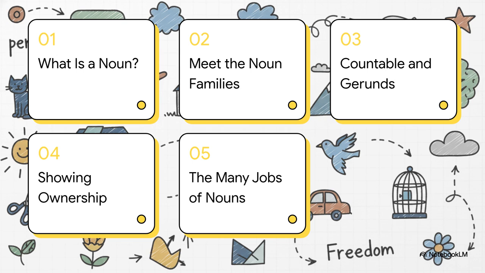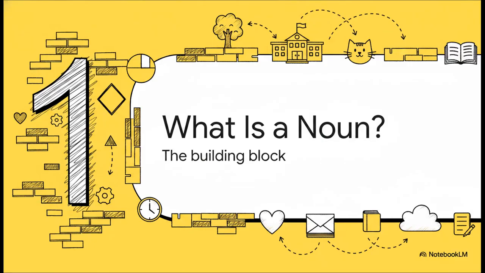Okay, let's look at our roadmap for today. 1. What is a noun? 2. Meet the noun families. 3. Countable, uncountable, and gerunds. 4. Showing ownership. And finally, 5. The many jobs of nouns. Let's dive in. Section 1.